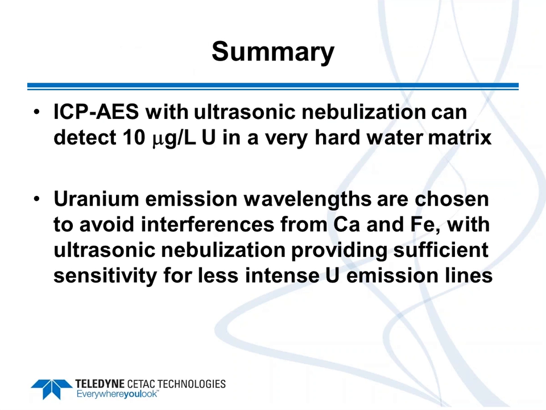So in summary, ICP emission with ultrasonic nebulization can detect down to 10 part per billion uranium in a very hard water matrix. The uranium emission lines are chosen carefully to avoid interferences from calcium and iron, particularly the most sensitive lines at 385 and 367 we could not use, so we had to use some of the weaker lines at 409 and 424. But the ultrasonic nebulizer provided us the extra sensitivity to measure those less intense lines.